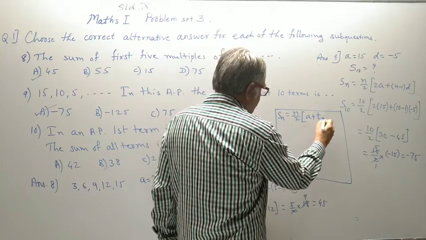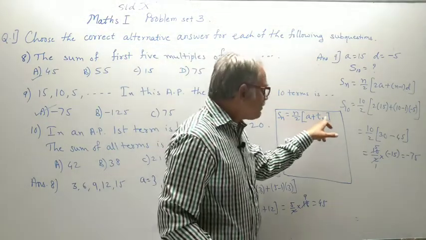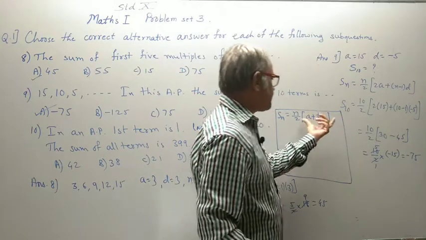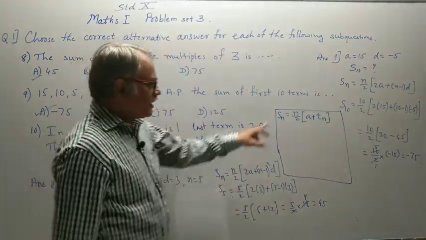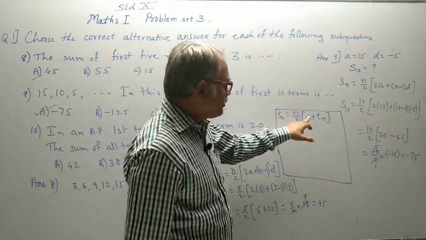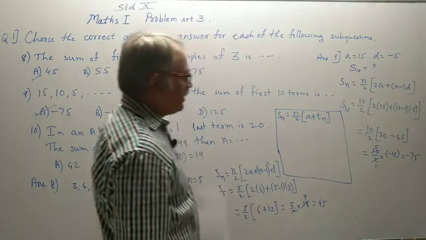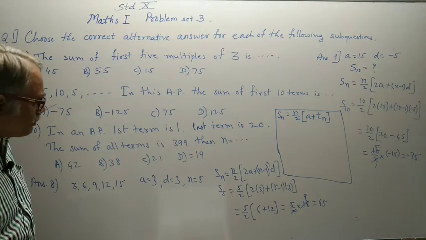That 2a plus n minus 1 into d is nothing but a plus tn. Why? Tn is a plus n minus 1 into d. A plus a plus n minus 1 into d is 2a plus n minus 1 into d. So this is one of the formulas. Sum of n terms is n by 2 into bracket first term a plus last term tn. The last term may be written as l or tn. So we have to use this.